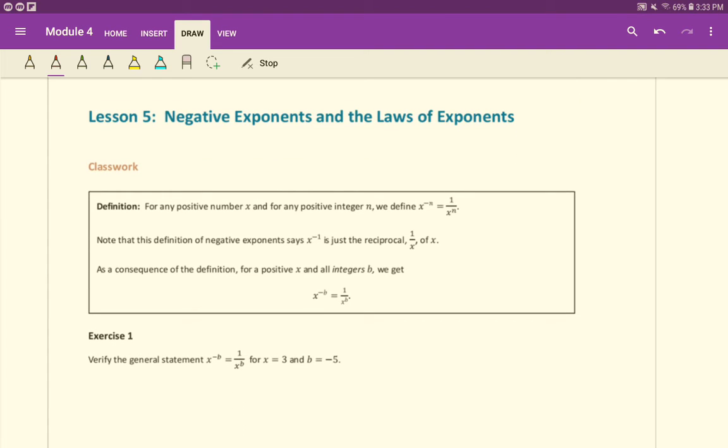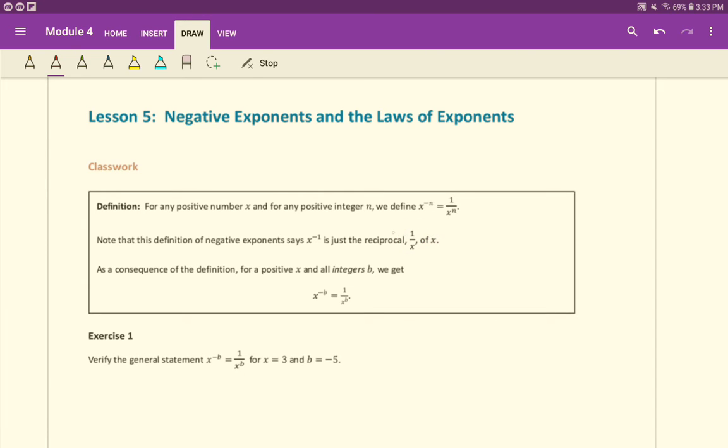So in this lesson, like I said, we're going to talk about negative exponents. In the previous video, I gave you a clue about what a negative exponent means, and here the cat is out of the bag. For any positive number x and any positive integer n, we define x to the negative n as 1 over x to the n. So when you have something raised to a negative exponent, you can set it equal to 1 over the same base to the positive exponent. In other words, x to the negative 1 is just the reciprocal, 1 over x.